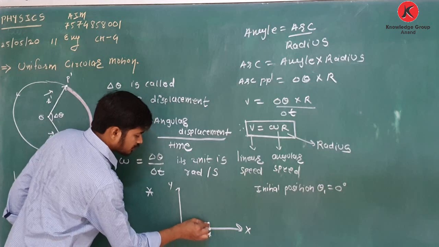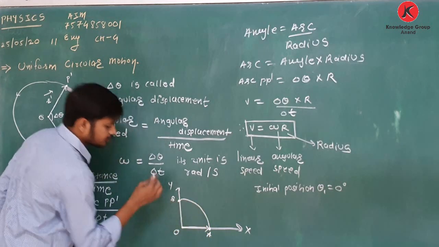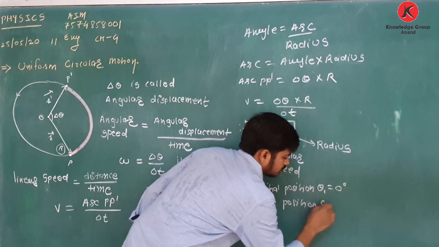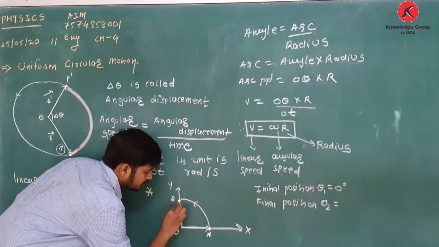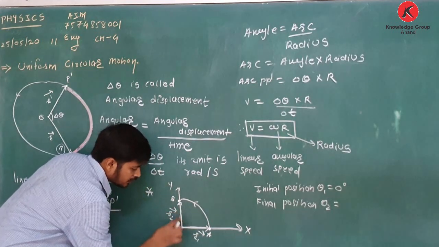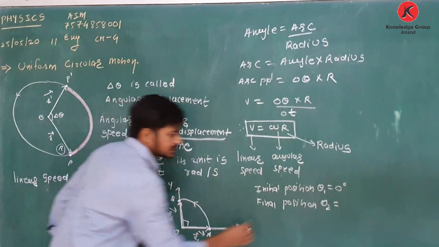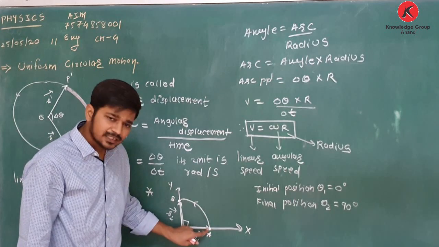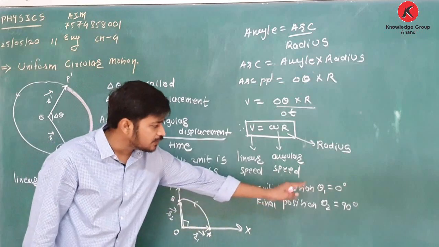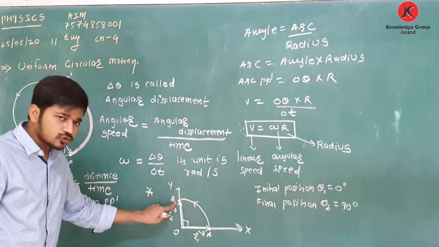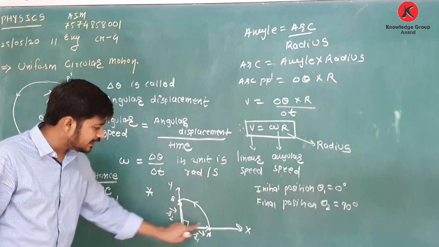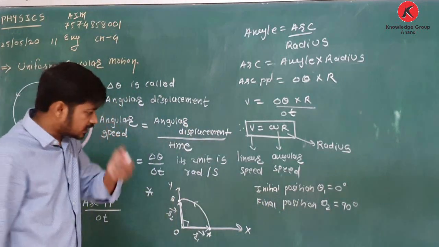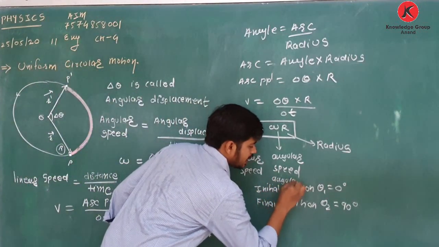Okay. Now if the object is moving on a circular path and comes to this point B, then the final position theta 2. See, now its position vector is in this direction. Here it is R1, here it is R2. So now its position vector makes angle 90 degrees with the x-axis. Then what is its final position? 90 degrees. Initially at point A, the position vector makes angle 0 with the x-axis, so the initial position theta 1 is equal to 0. Now on the circular path it moves to point B. Its position vector R2 makes angle 90 degrees with the x-axis, so the final position theta 2 is equal to 90 degrees. It is called angular position.